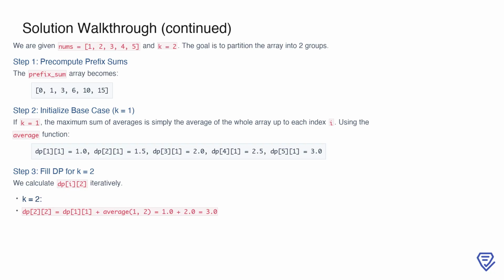For the base case where k equals 1, the maximum sum of averages is the average of the entire array up to each index. Using this approach, we calculate dp[1][1] as 1.0, dp[2][1] as 1.5, dp[3][1] as 2.0, dp[4][1] as 2.5, and dp[5][1] as 3.0. These values represent the maximum sum of averages when the array is treated as one group. Next, we begin calculating dp values for k equals 2, where the array is divided into 2 groups.